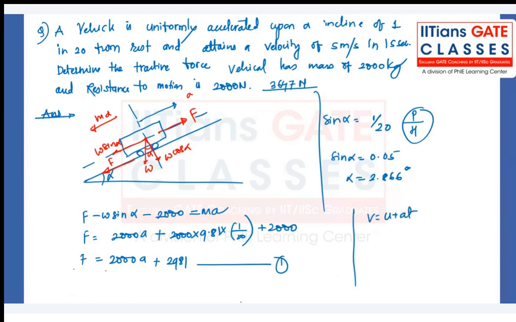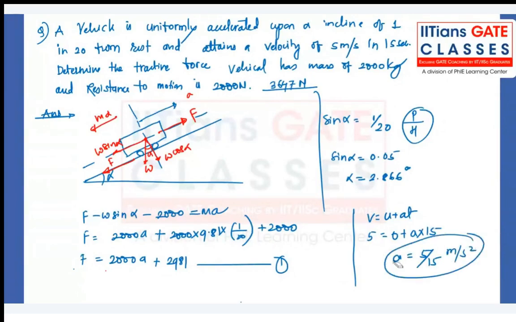They have mentioned that from rest, it attains a velocity of 5 meters per second in 15 seconds. So 5 will be equal to zero plus acceleration times 15. This will give you the value of acceleration, 5 by 15 meter per second square. And put this here to get the value of F.